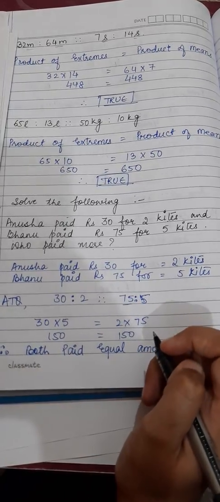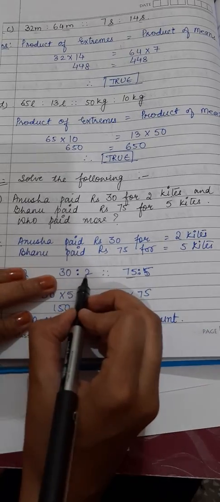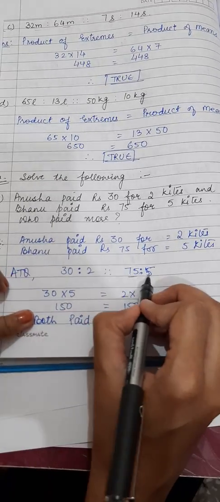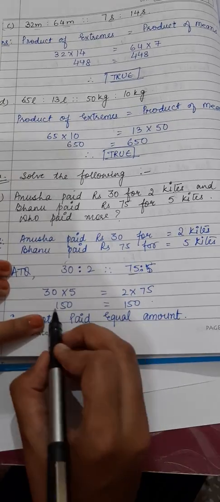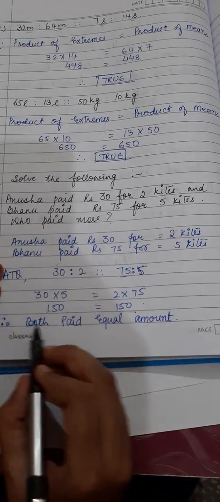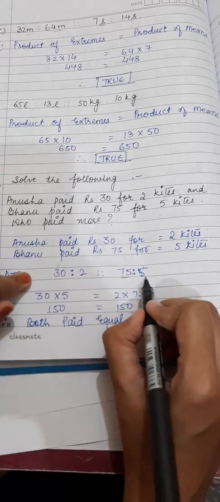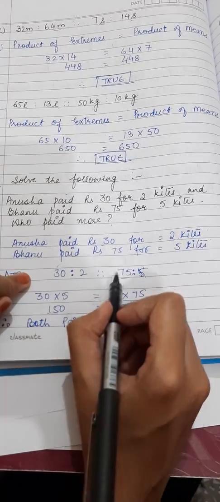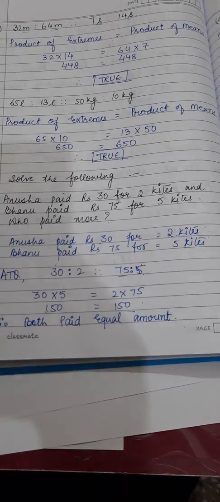Now what I am going to do here is I have made them in the ratio 30 ratio 2 as to 75 ratio 5. Take the extremes, take the means, take the product. Both the values are coming same. That means both paid an equal amount. Right? You just have to make this in the proportion form, 30:2 as to 75:5. And then they both paid the same amount in this.